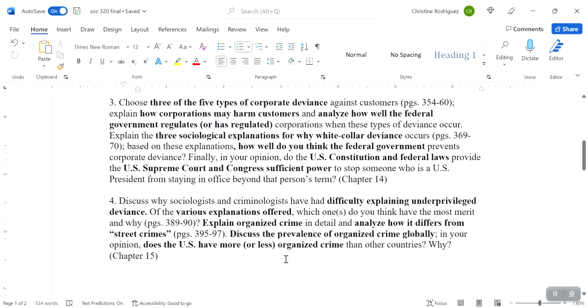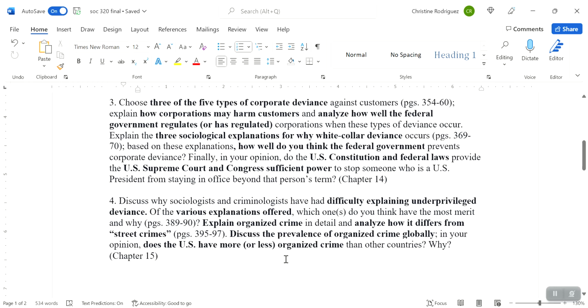Explain the 3 sociological explanations for why white-collar deviance occurs. Again, some pages there. Based on these explanations, how well do you think the federal government prevents corporate deviance? And of course, you should always support your opinion about whether or how well the federal government is able to prevent corporate deviance.